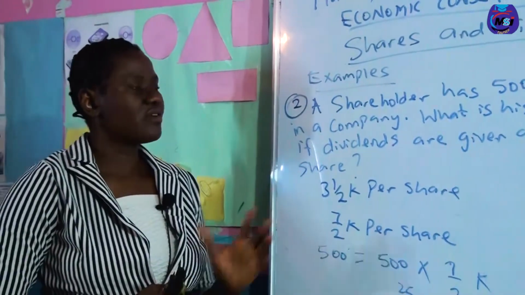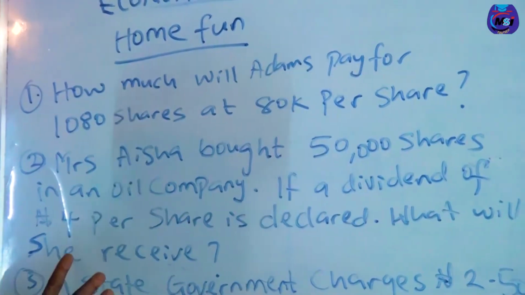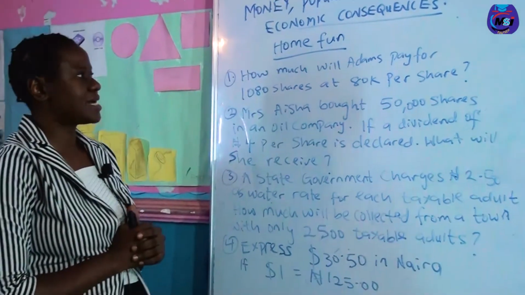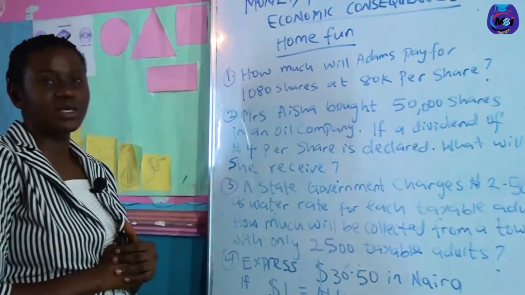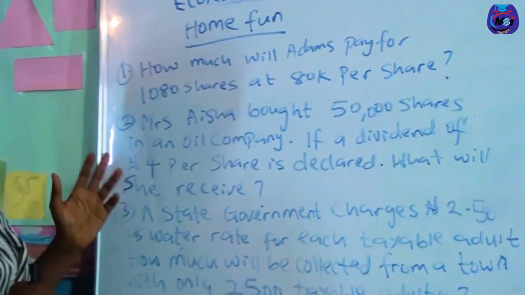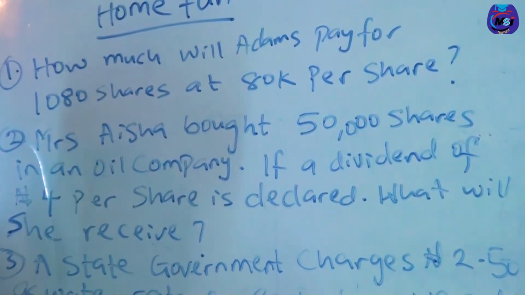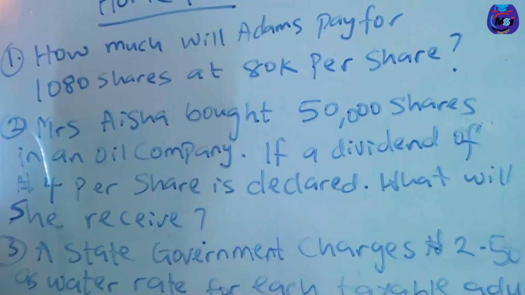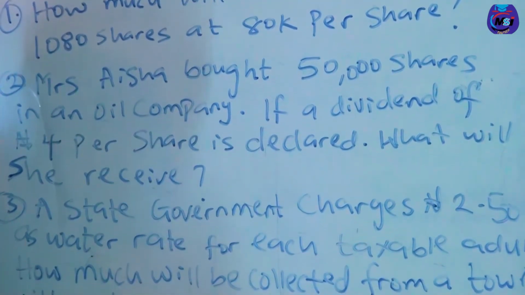Now I'll give you some things to try on your own. So the questions are: Number 1, how much will Adams pay for 1,080 shares at 80 kobo per share? Number 2, Mrs. Aisha bought 50,000 shares in an oil company. If a dividend of 4 naira per share is declared, what will she receive?